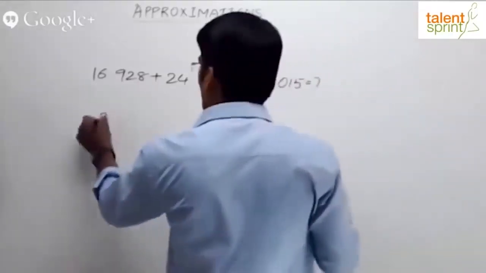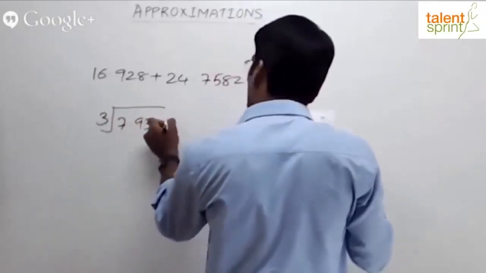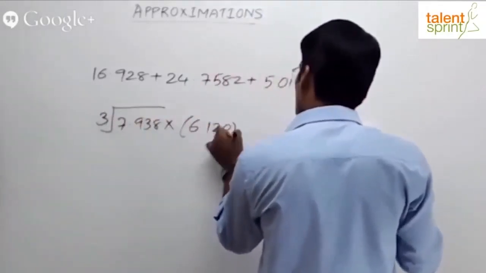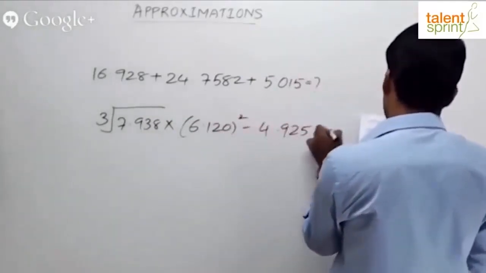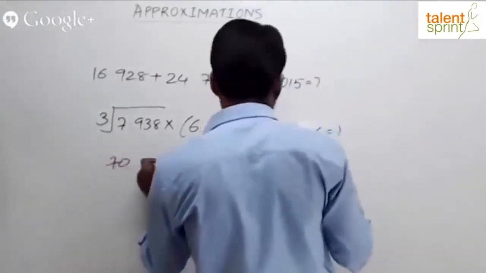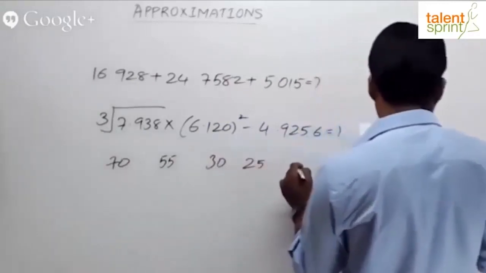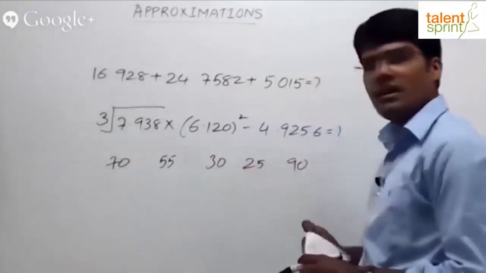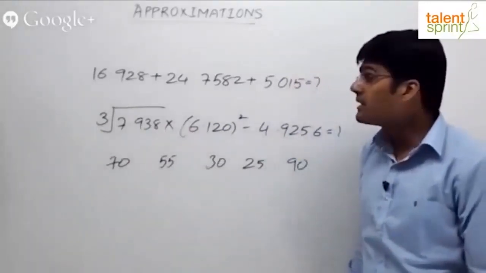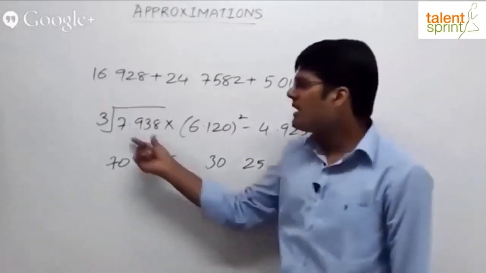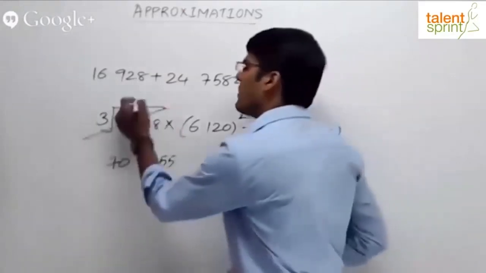Look at this one. Cube root of 7.938 multiplied with 6.120 whole squared minus 4.9256 equals to what? The options are 70, 55, 30, 25 and 90. Now cube root of 7.938, what will be the value here? Can I take it as approximately 8? What is the cube root of 8? Cube root of 8 is 2. So this part here is approximately 2.